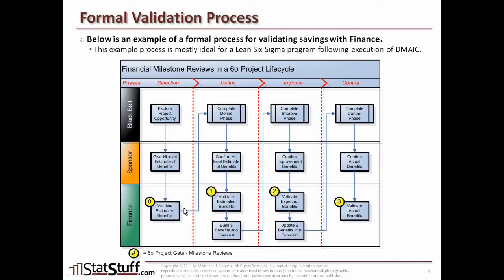Then as you begin the project and they select it, the black belt will run through the project itself, and they'll complete the define phase. And again, at that point, as they explore the opportunity and have a better handle on the size of the problem and the project itself, they'll want to confirm those high-level benefits again with the sponsor and get that validated with finance. And it'll start to build a case for forecasting the potential benefits that could come from this project.